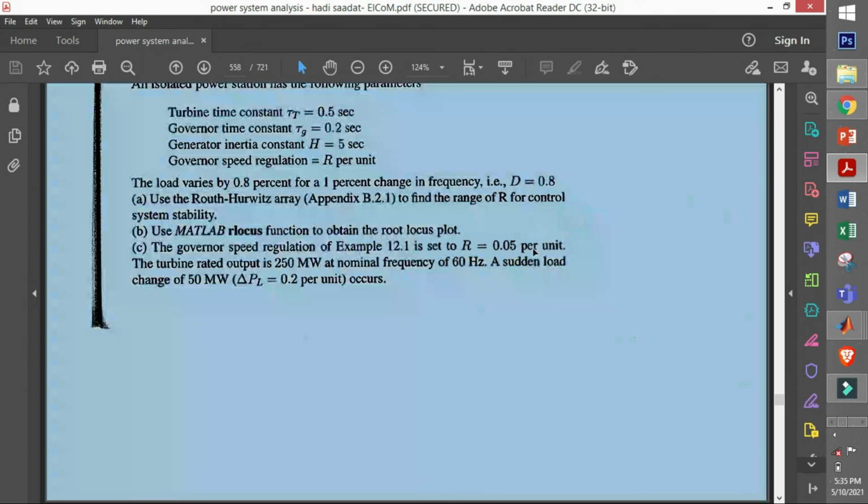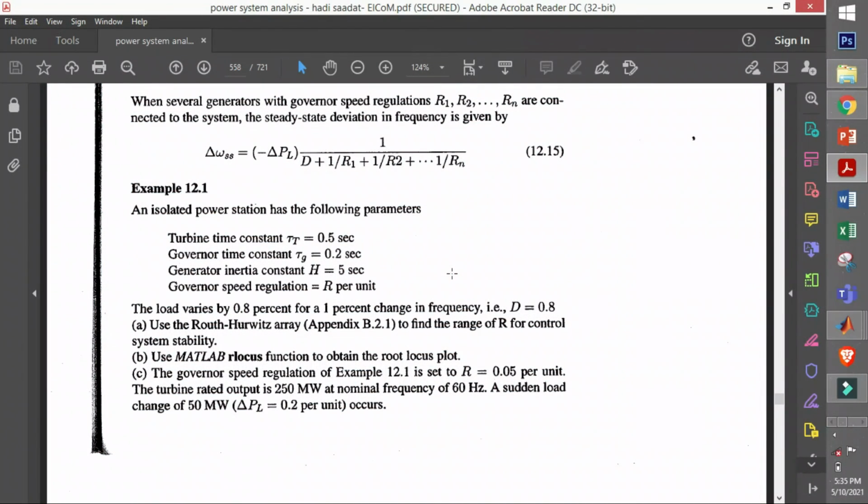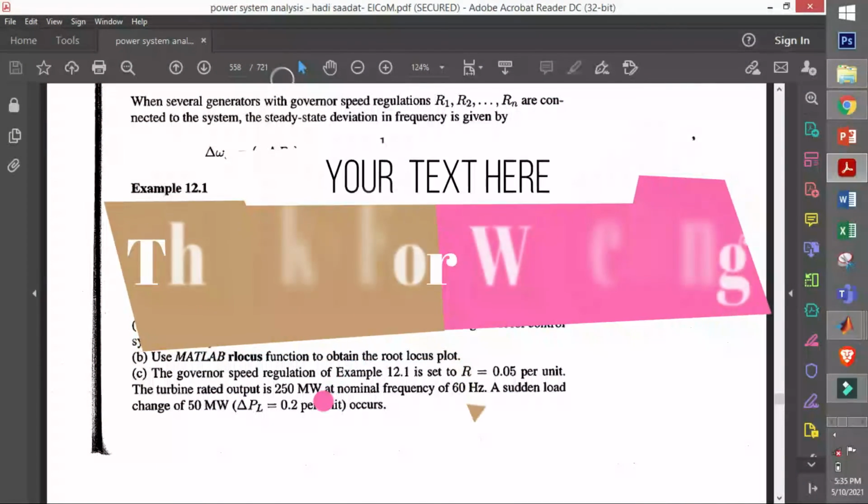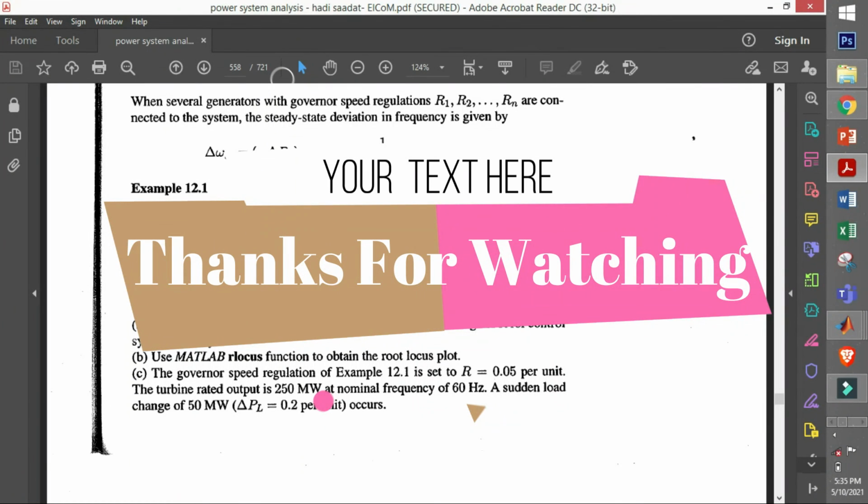So friends, this was the single area. In the next video, we will see how the double area works in MATLAB.